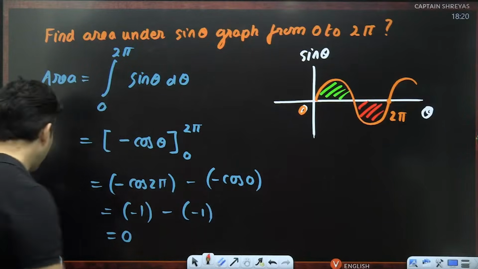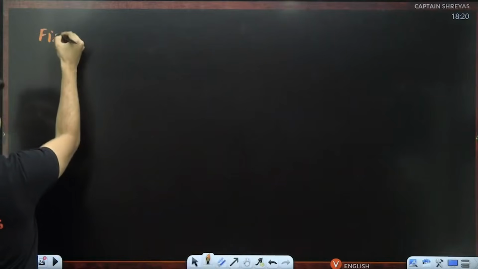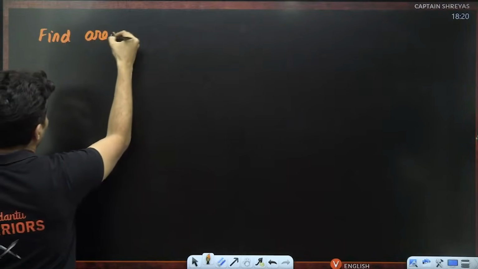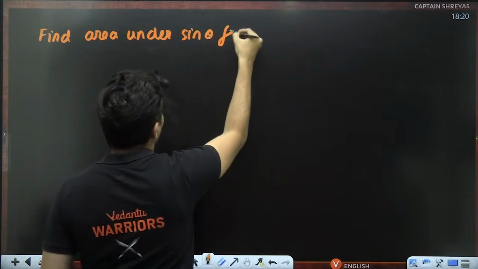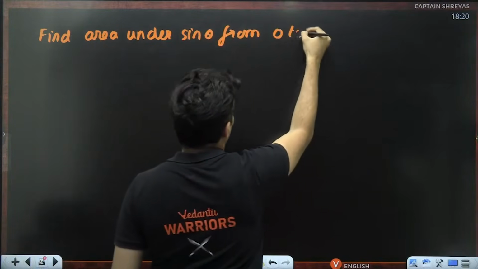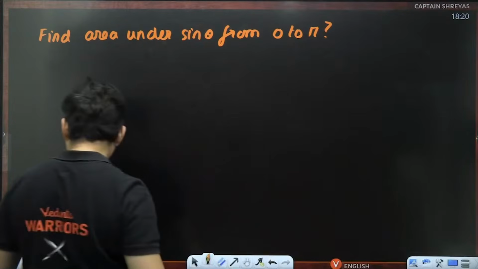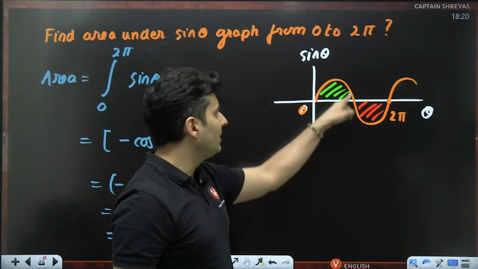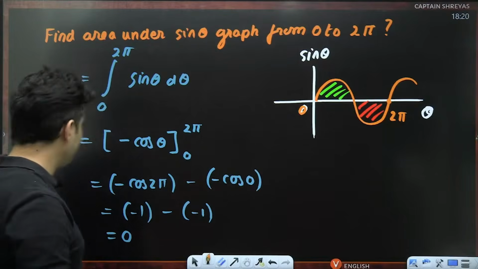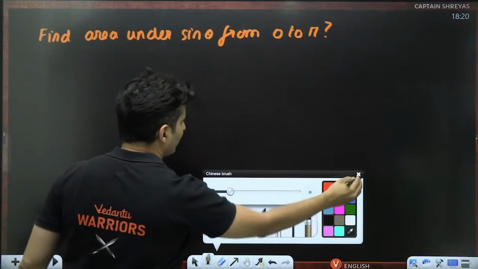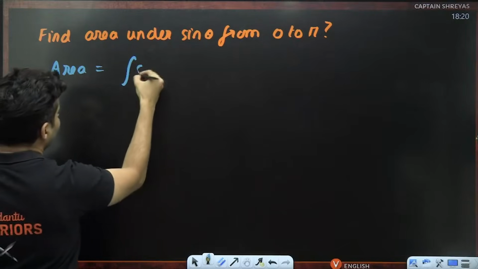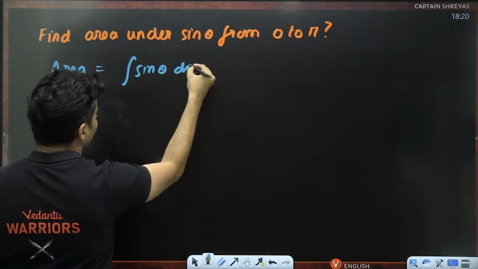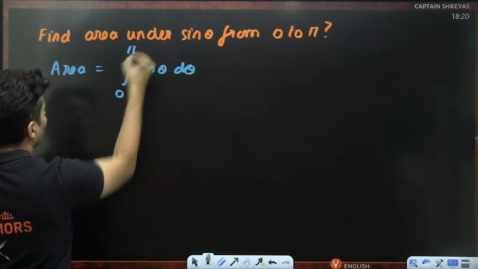But let's say I had found the area under sine theta from 0 to just pi. Pi is only till here, which is only that green part. This answer would not be 0, and we can see that also. Observe this carefully. If you want to find the area, I have to integrate sine theta with respect to d theta from 0 to pi.